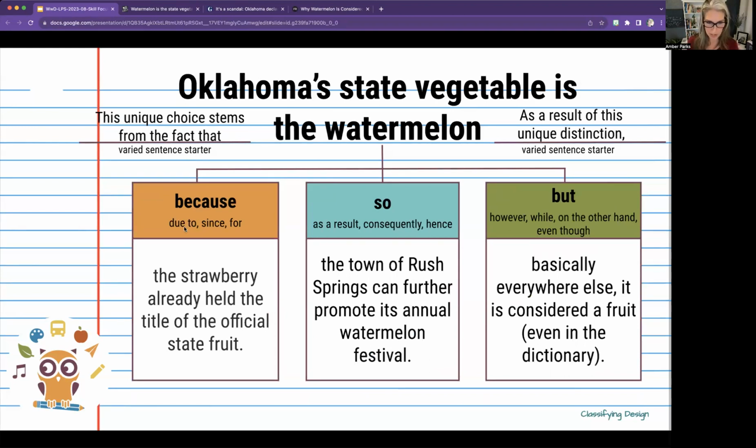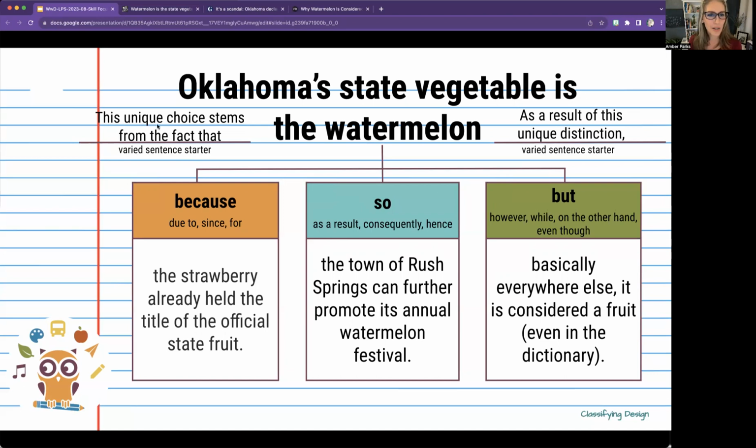And you'll notice we also have due to, since, for, right? We've got the more subtle transitions for each of the 3 that we've started with so that students have a little bit of a bank to pull from. So the slide previous to this one just had them listed out again, but you see them embedded within the 3 columns here. So now we have to think about the order. We have to think about how we might start sentences.